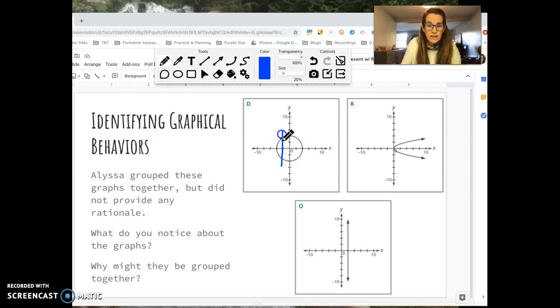So you see that these graphs all fail at some point, fail the vertical line test, right? This is a vertical line. It fails infinitely many times, right? It fails everywhere on the vertical line test, okay? So these are all not functions.